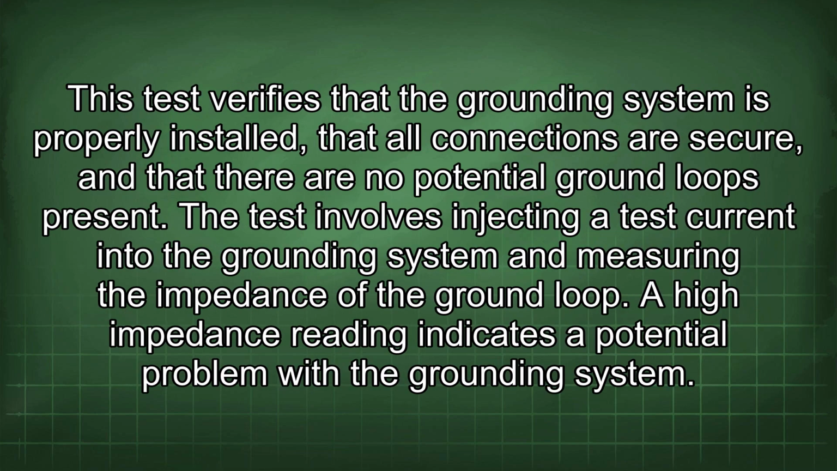Finally, it is crucial to perform a ground loop impedance test once the grounding system is installed. This test verifies that the grounding system is properly installed, that all connections are secure, and that there are no potential ground loops present. The test involves injecting a test current into the grounding system and measuring the impedance of the ground loop. A high impedance reading indicates a potential problem with the grounding system.